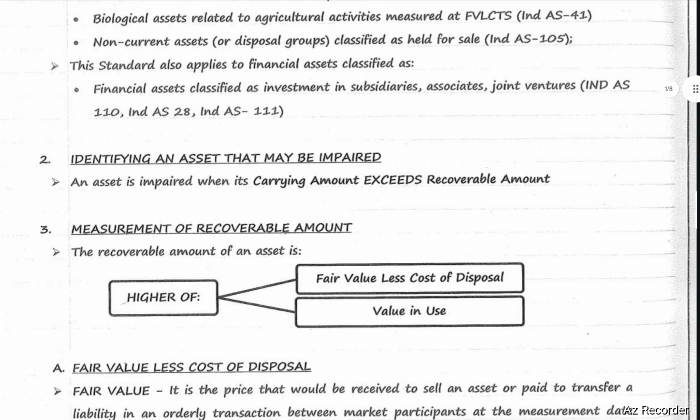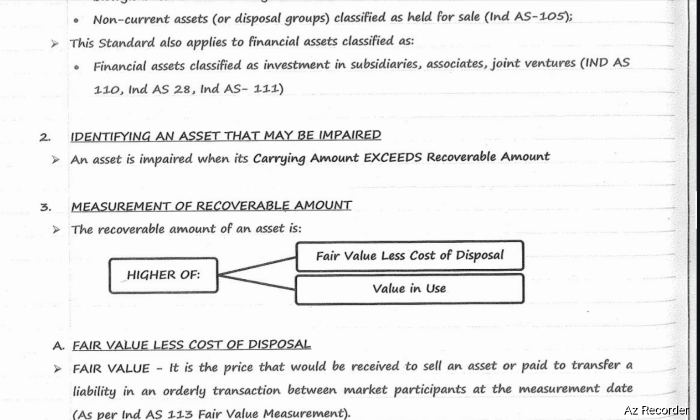Identifying an asset that may be impaired. An asset is impaired when its carrying amount exceeds its recoverable amount. Therefore, the impairment loss formula is: impairment loss equals carrying amount less recoverable amount. Measurement of recoverable amount: the recoverable amount of an asset is the higher of fair value less cost of disposal or value in use, whichever is higher. We will get a recoverable amount.